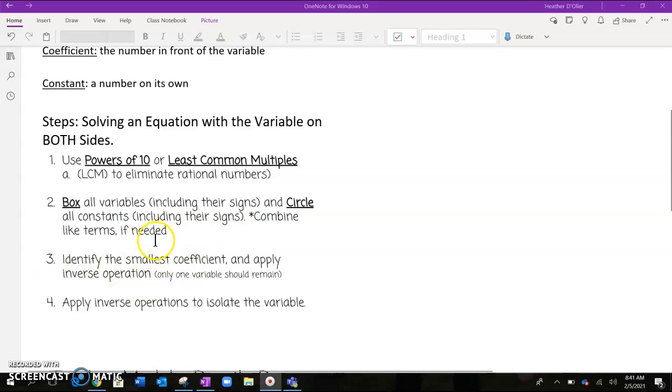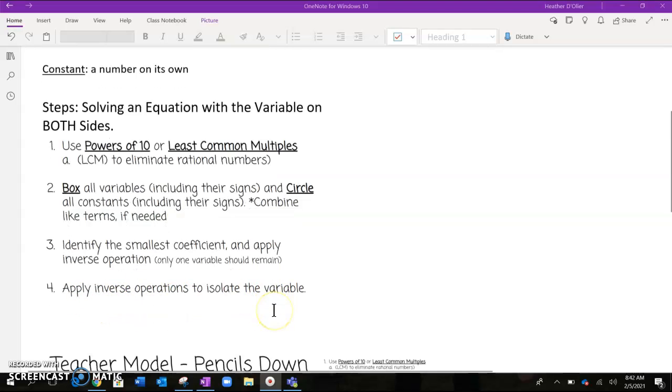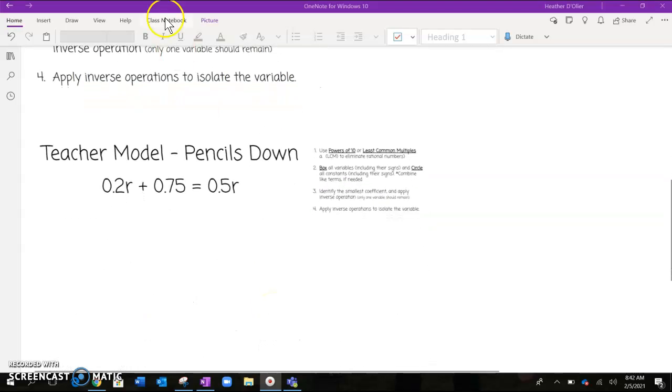Then our next step is to identify the smallest coefficient and apply inverse operations. This will make it so only one variable remains. Then we solve it. We apply inverse operations to isolate the variable. So let's get to it.